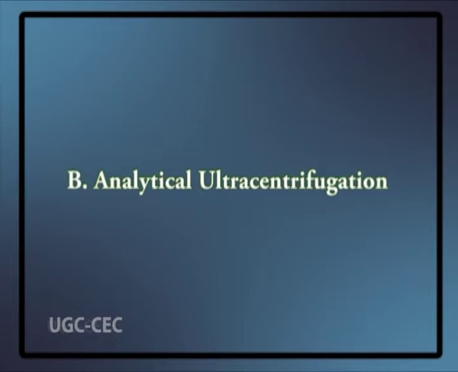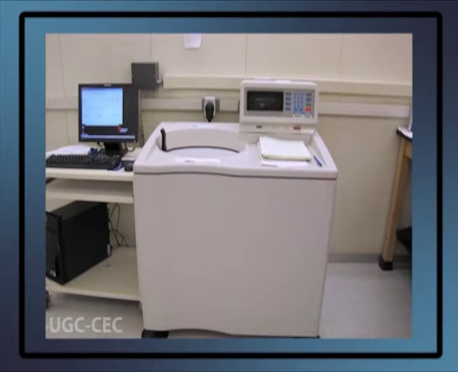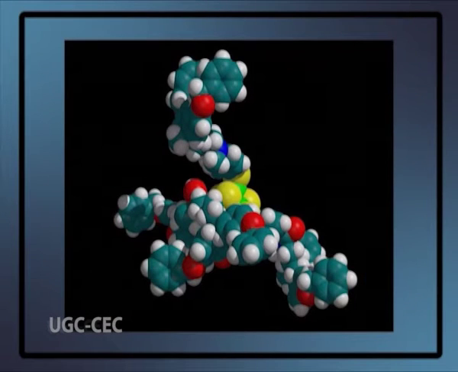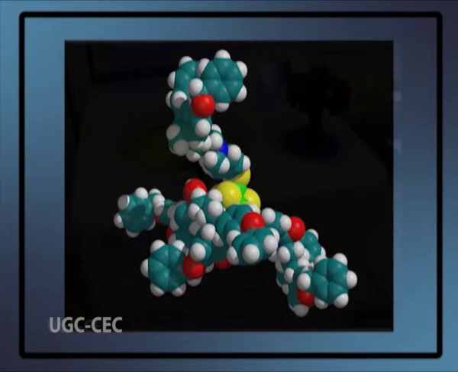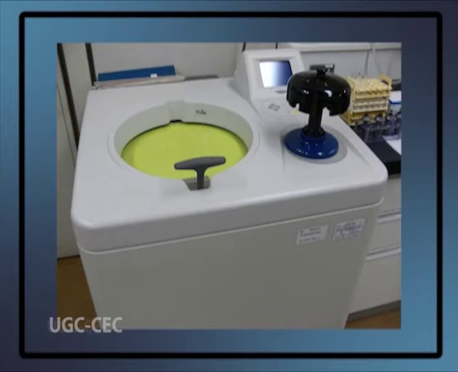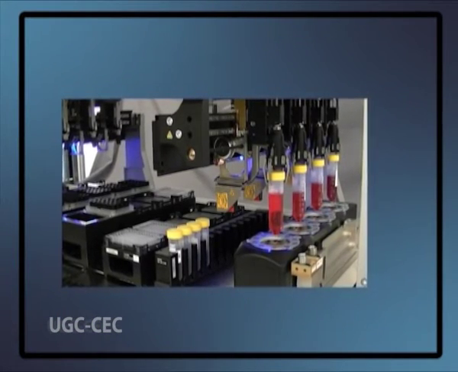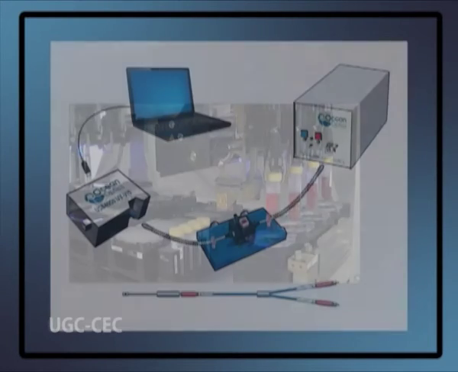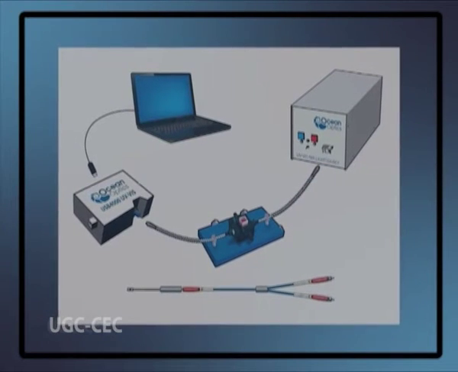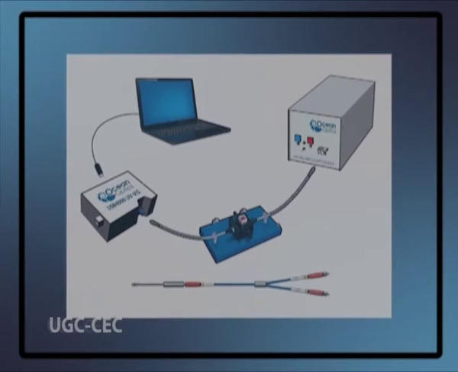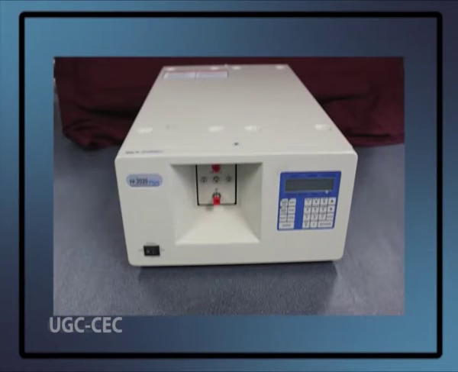B. Analytical ultracentrifugation. Analytical ultracentrifugation is the study of the behavior of macromolecules in solution under the influence of a strong gravitational force. It is a centrifuge with one or several optical detection systems which allow the observation of the fractionation process while the sample is centrifuged. The technique uses either UV absorption optics or a fluorescence detector for detection.